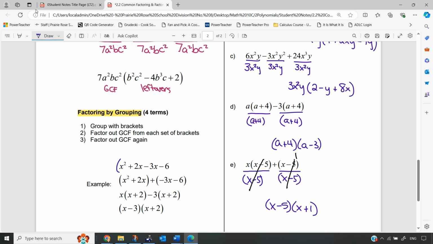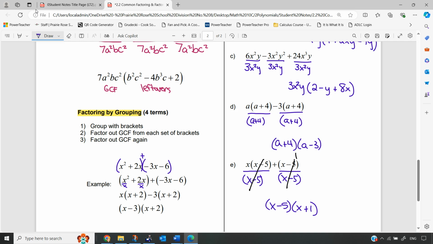So we can bracket the first 2 terms, bracket the next 2 terms, and then put a plus sign. So I always say it's group plus. Now our next step is to factor out a GCF from each of those brackets. If you notice in our first bracket, we have x squared plus 2x, so I can divide out an x from each of those. X squared divided by x is x, and 2x divided by x is 2.